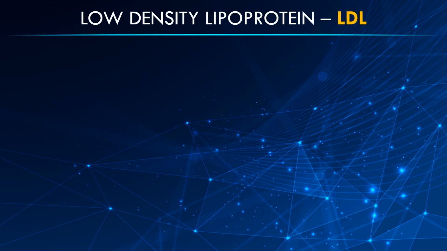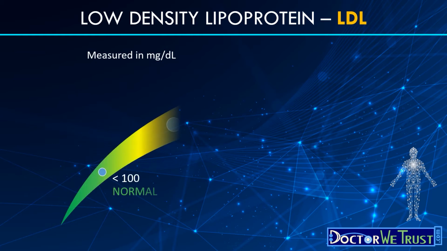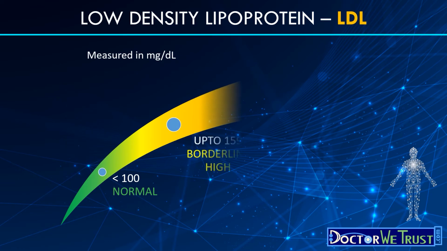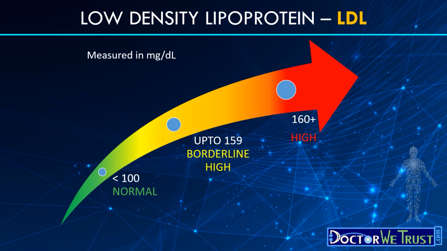Low density lipoprotein or LDL or bad cholesterol. Now what are the reference levels or reference ranges for LDL? Less than 100 milligrams per deciliter of blood is considered an optimal level for LDL or low density lipoprotein. Between 100 and 129 milligram per deciliter is considered above optimal. 130 to 159 is considered a borderline high value, and anything above 160 or above is considered a high value for LDL or low density lipoprotein or the bad cholesterol.